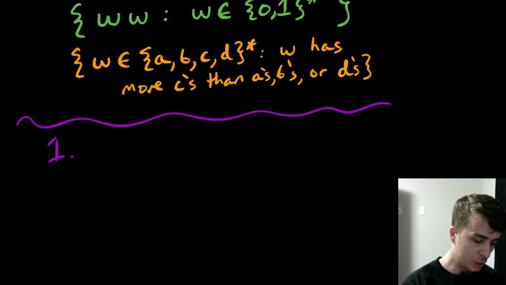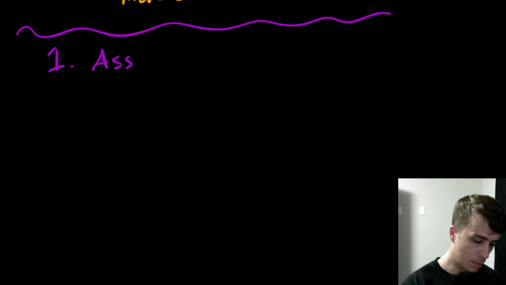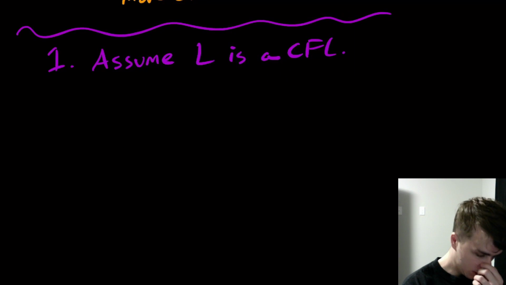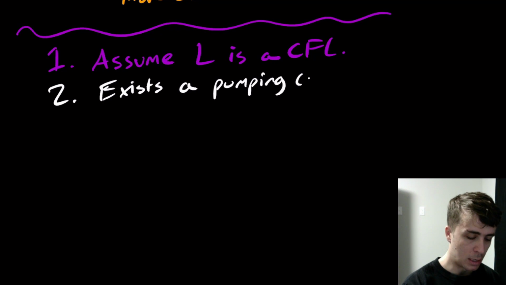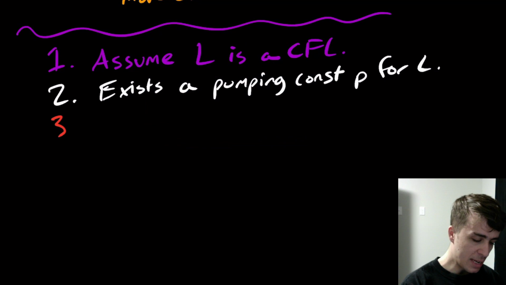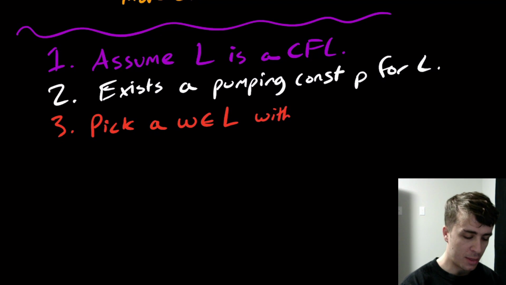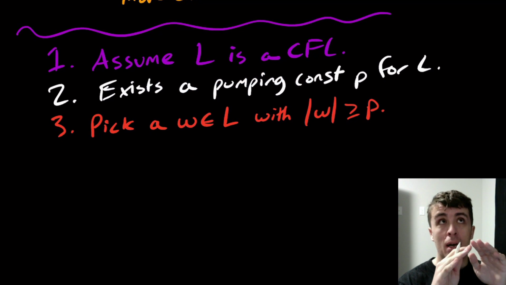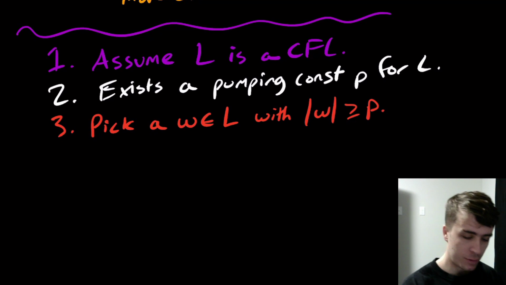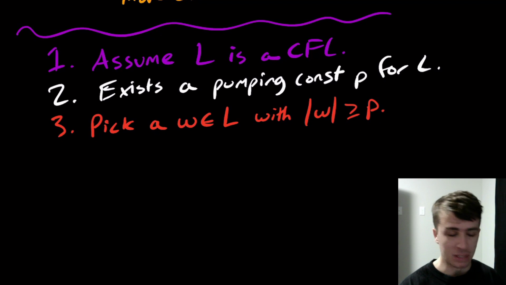So the first step is to assume that L is a CFL, just like with regular languages. And then what we'll do is we'll show that there exists a pumping constant P for L, exactly the same as before. Then we need to pick some W string in L with the length of W being at least P. And that will allow us to assume that there exists a parse tree of the correct size in terms of the number of leaves at the bottom of the tree.